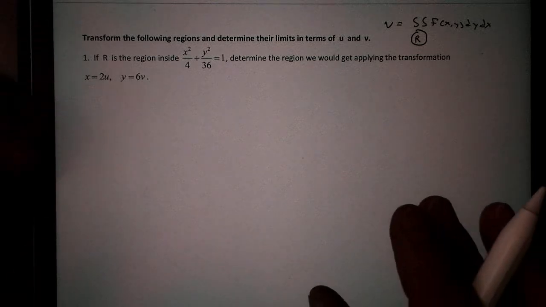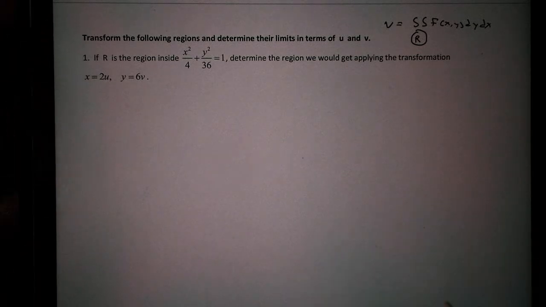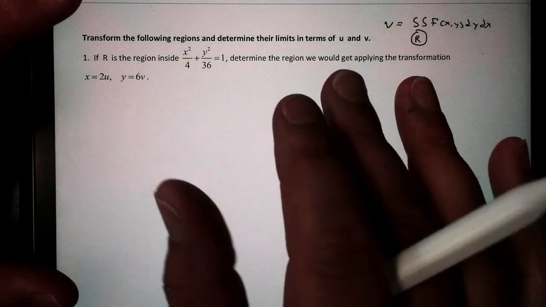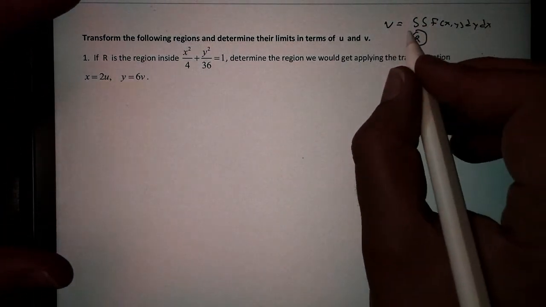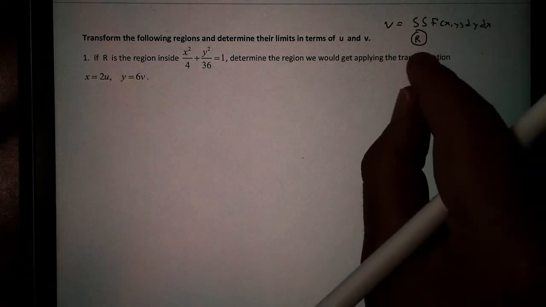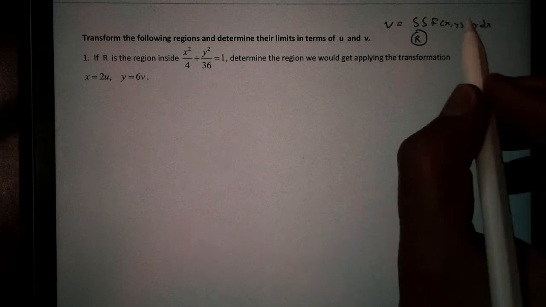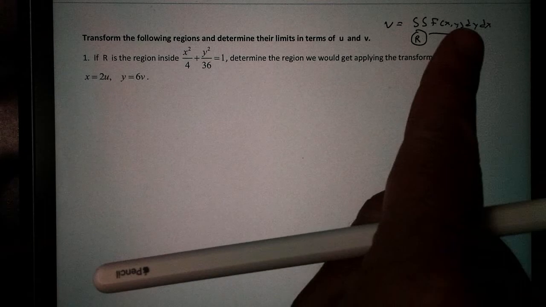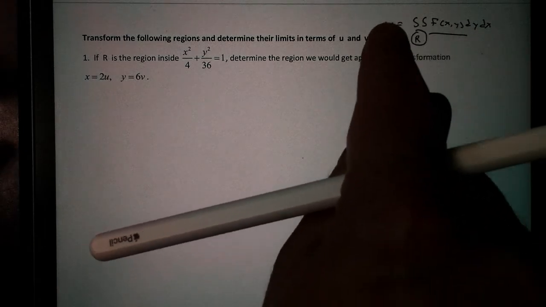Hi, welcome back to our discussion on Jacobian substitution for multivariable. We're going to continue our discussion, but before we do that, we're looking for a volume. So let's say we want to find the volume of this function, and we're given this r. Remember, this is the area of my base, and we're going to multiply that by our height to get our volume.